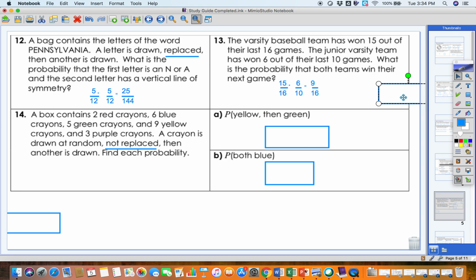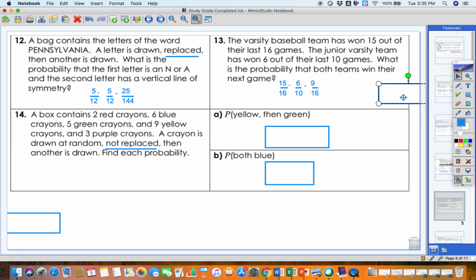On number 14, a box containing 2 red crayons, 6 blue crayons, 5 green crayons, 9 yellow crayons, and 3 purple crayons. A crayon is drawn at random, not replaced, then another is drawn. Find each probability. So here, this is dependent because it says not replaced. That means after the first event, you have to remove whatever you've been talking about so that you can find out your second probability.